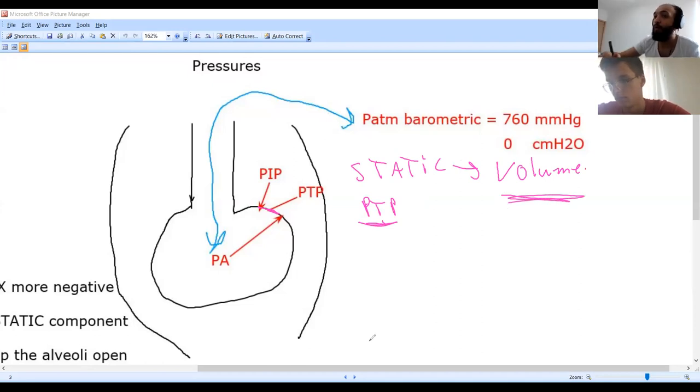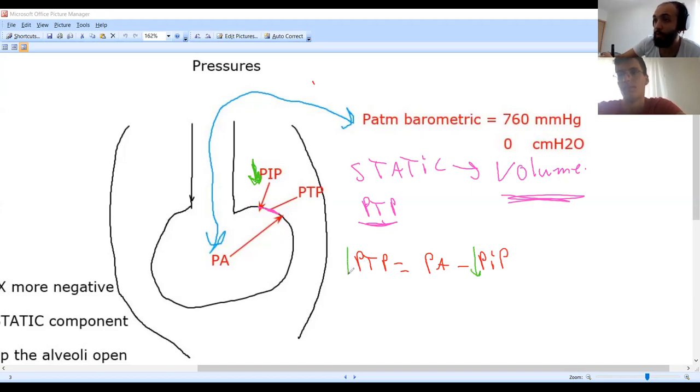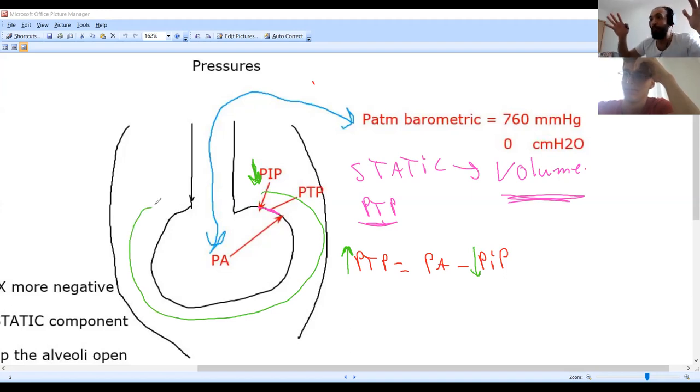Let's see how. What will happen if, for example, PTP equals PA minus PIP, and the PIP decreases? If PIP decreases, what will happen to the PTP? It will increase. Okay. If I decrease the pressure from the outside without affecting the pressure from the inside, the volume will increase. So when the PTP increases, the volume also increases. And when the PTP decreases, the volume will decrease.